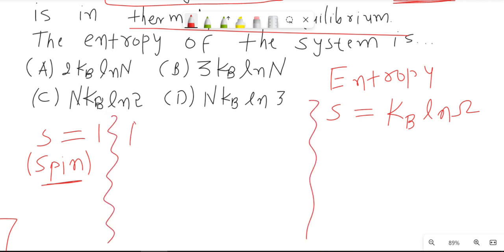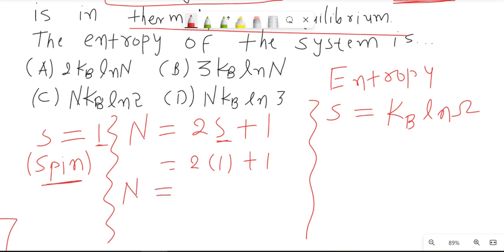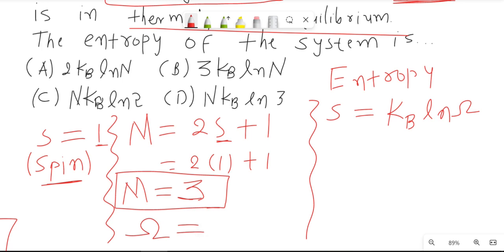Multiplicity is equal to 2s plus 1, and here the spin is given as 1. So I substitute spin 1, and the multiplicity will be 3. Our omega, denoting multiplicity as m and the number of particles as n, will be multiplicity raised to the number of particles. The multiplicity we got is 3, so omega will be 3 to the power n.